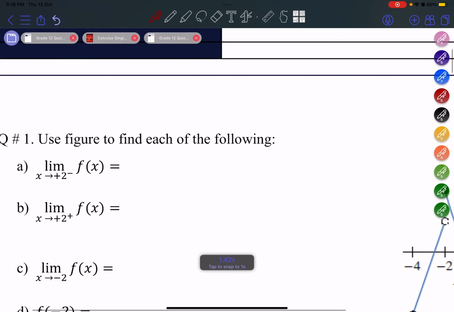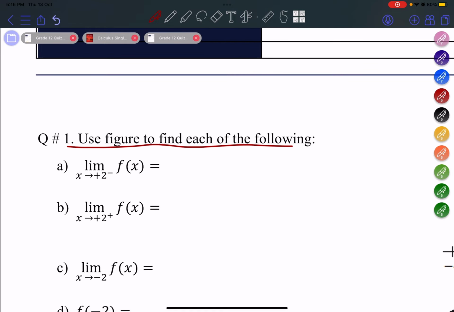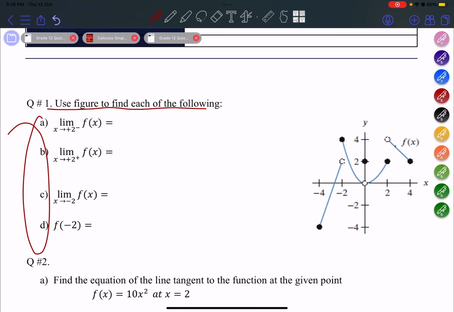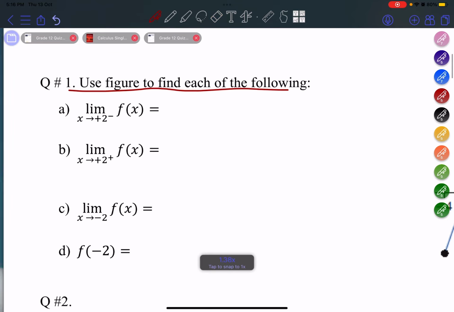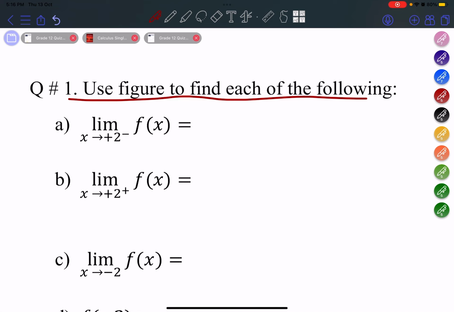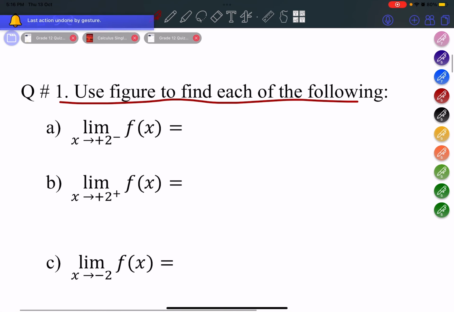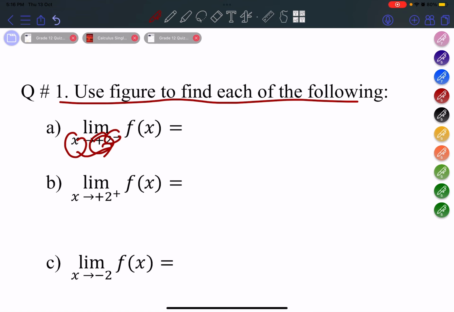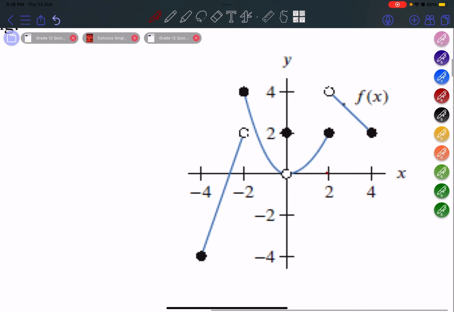Let's start with the first question, which is to use the figure to find each of the following. And this is the figure basically. So here they ask us what is the limit of f of x when x tends to positive 2 from the negative side. So what is positive 2? This is positive 2. We have to mark it here. Let's make it with a more clear color, like blue.